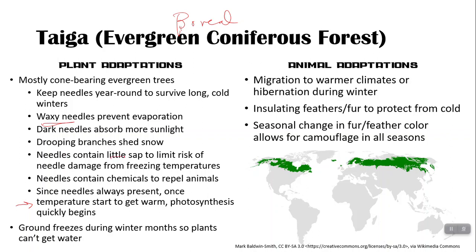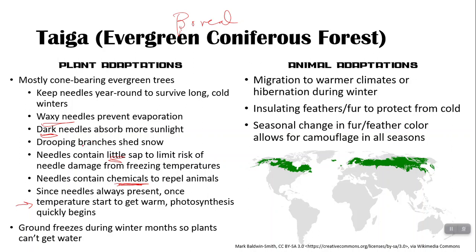They don't contain a lot of sap, so when it gets to freezing temperatures, there's not as much liquid to freeze and kind of rip apart the leaves. They can also, because they're dark colored, absorb more sunlight, and also they contain some chemicals that are nasty tasting to repel animals to hopefully prevent the plant from getting eaten.